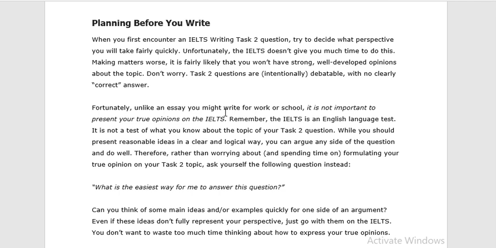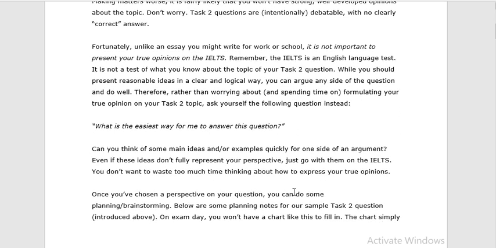You can also make a rough sketch of where you will start, excluding the introduction part, because the introduction is similar for all topics. But from the next paragraph, the second paragraph, you will have to plan something, like what is the easiest way for me to answer this question.